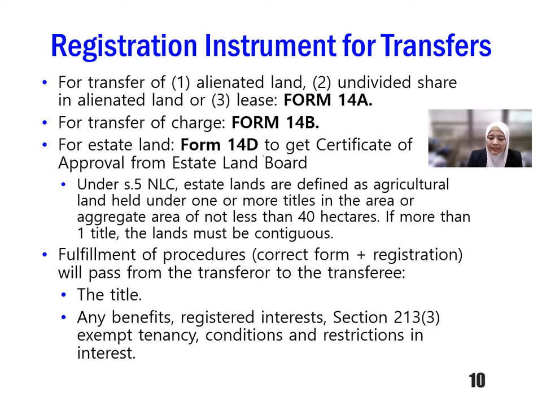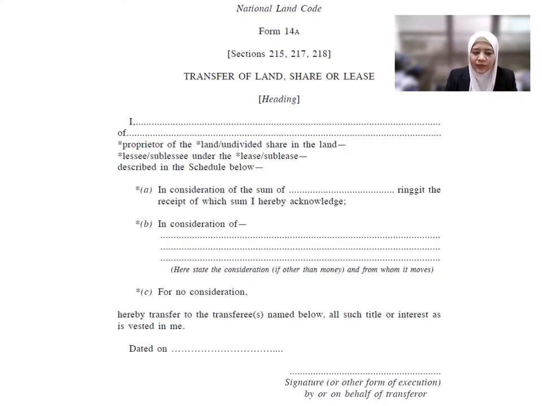Now, fulfillment of procedures: you must use the correct form and registration must be perfected. The title and any benefits will pass from the transferor to the transferee: registered interest, section 213 tenant, exempt tenancy, conditions, and also restriction in interest. So all this will be passed on to the transferee, penerima transfer. So here you can see an example. I just put here Form 14A for those of you who haven't come across it. In the future, when you buy a house, you will come across Form 14A.